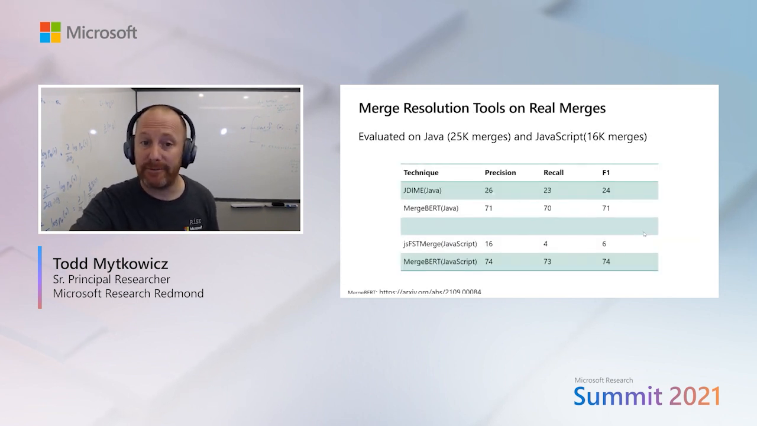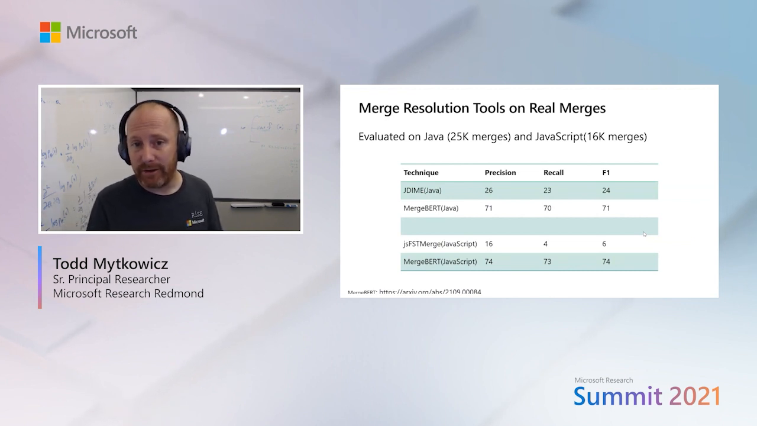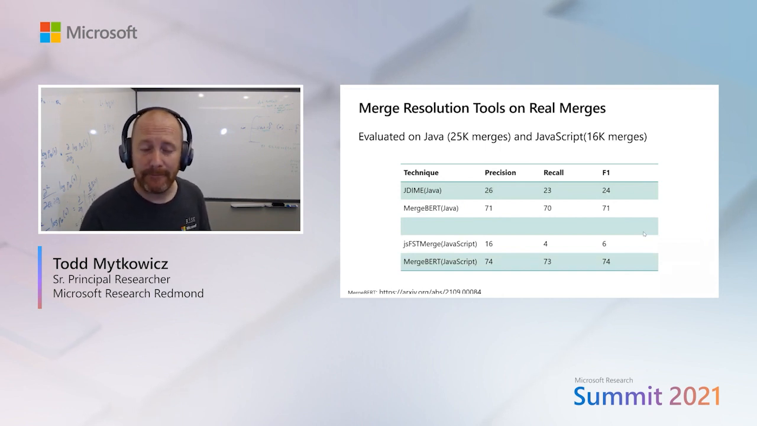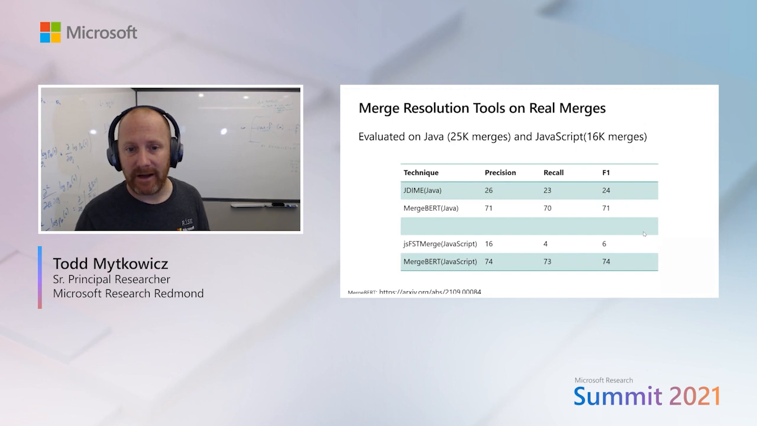If we take a look at how MergeBird works in practice, we looked at 25,000 Java merges and 16,000 JavaScript merges. JDime operates on Java. If you look at the precision, recall, and F1, you can see that MergeBird on Java is significantly better in all three. Very concretely, precision is a function of how many times the tooling produced a suggestion, how accurate was it when it did. MergeBird for both Java and JavaScript is over 70% accurate, while the existing structured approaches are significantly less.